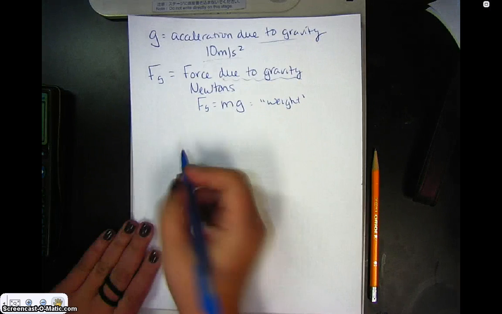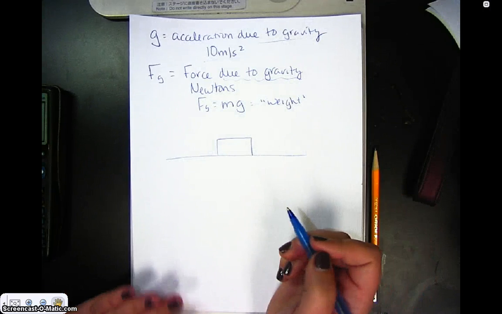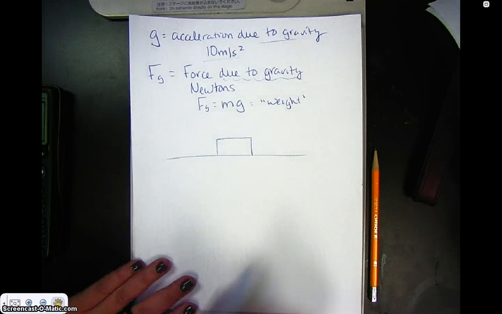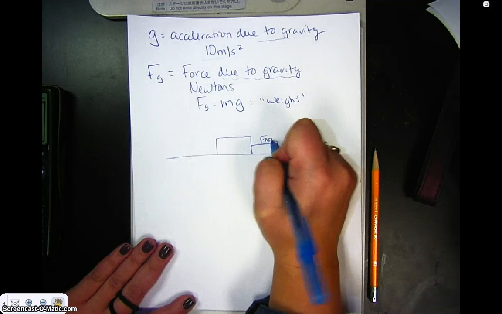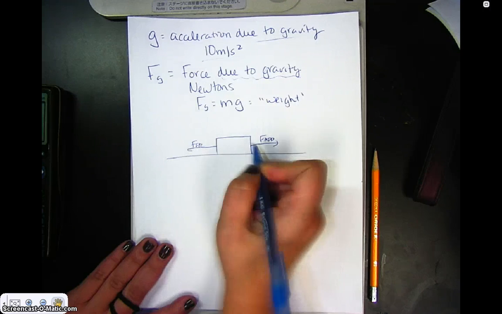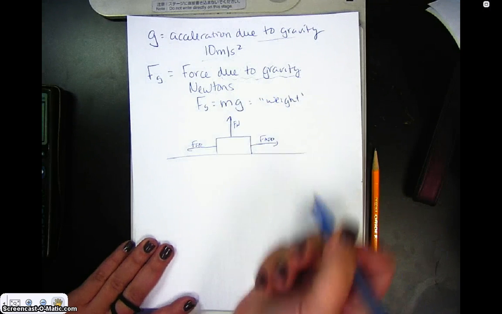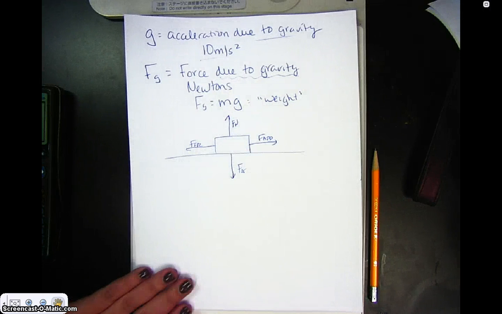So when we looked at an object, let's say we had a box on a table, and we were applying a force to that object, and let's just say there was some friction, it was accelerating to the right. We drew a free body diagram. We would have an applied force for us pushing on the box. We'd have the friction for the box rubbing on the ground. You'd have normal force for the table pushing back up on the box. And then we had force due to gravity.